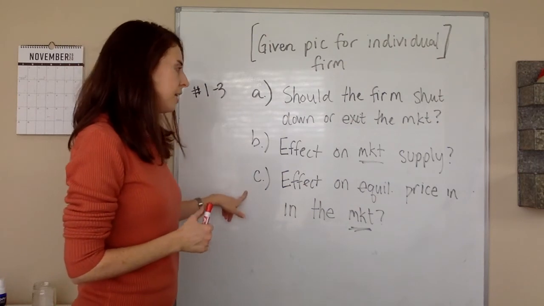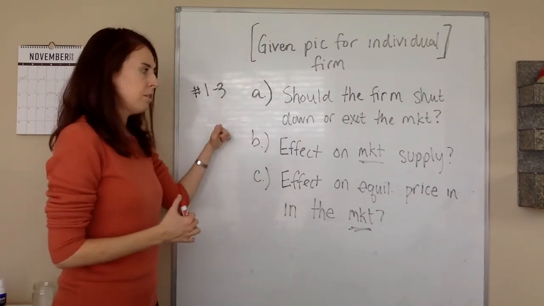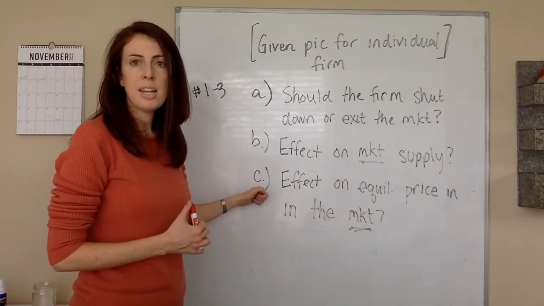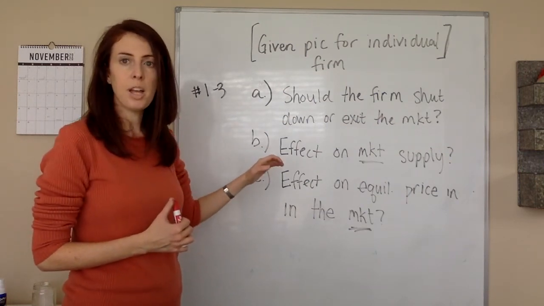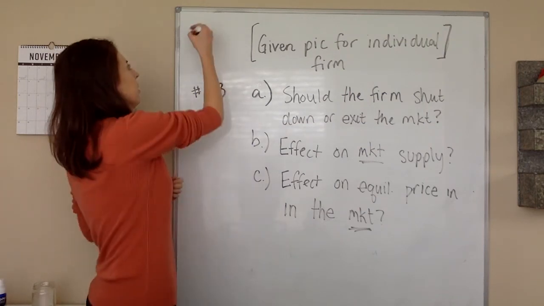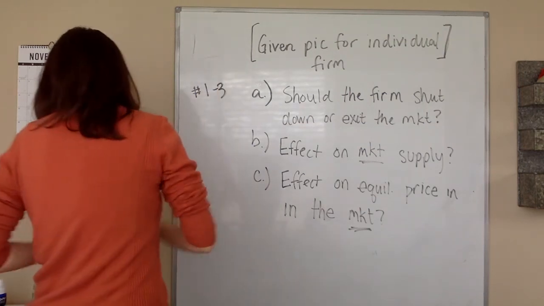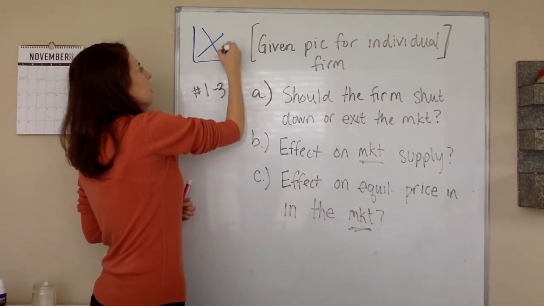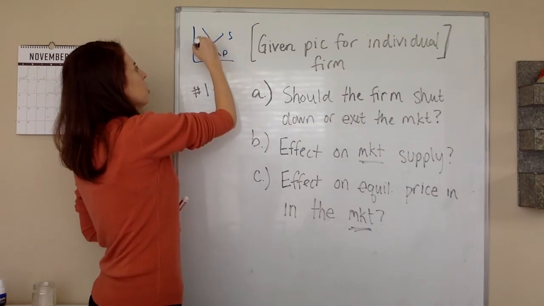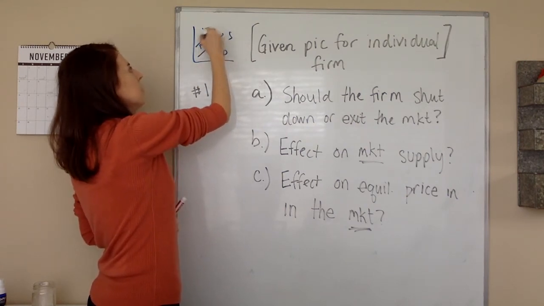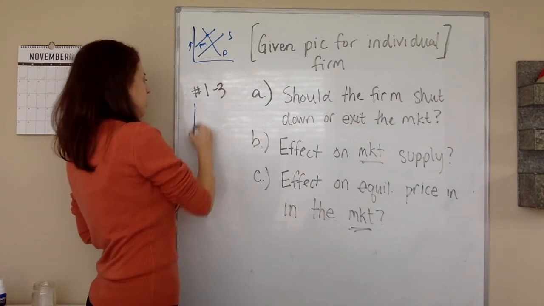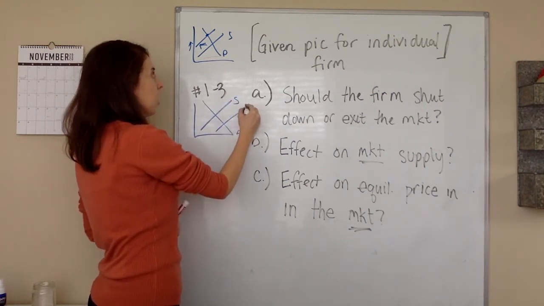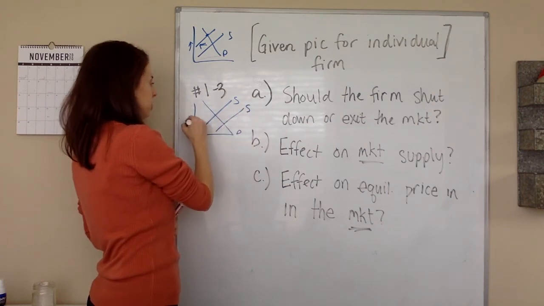And then part C is I would like you to tell me, given the change in supply, what will be the effect on the equilibrium price of the market? So the idea is if in the market, the market supply curve shifts left, then what happens? The equilibrium price goes up. If in the market, the supply curve shifts right, then what happens? The equilibrium price goes down.